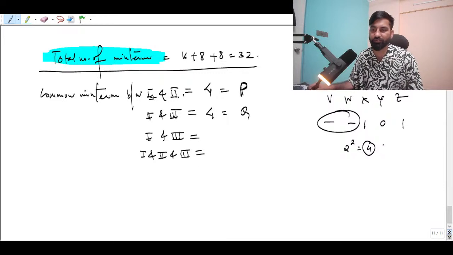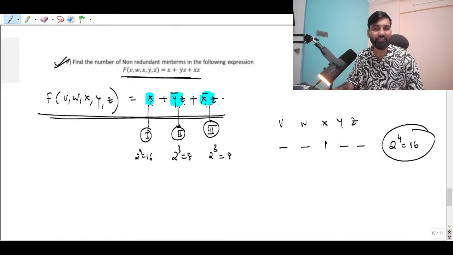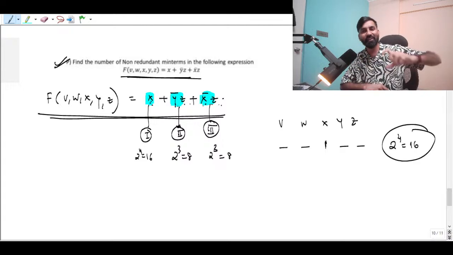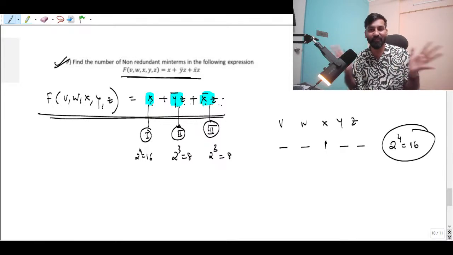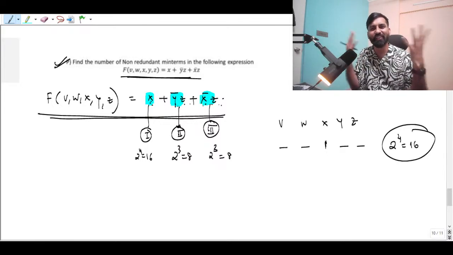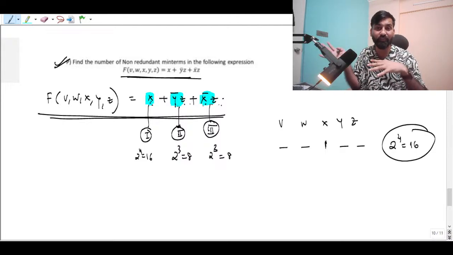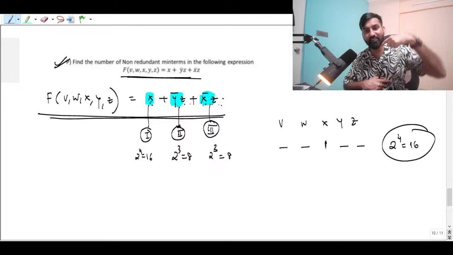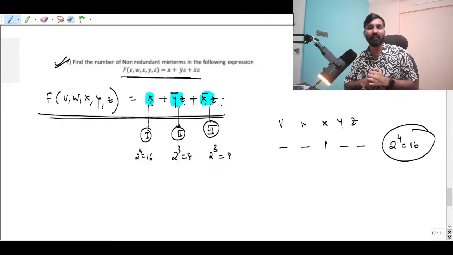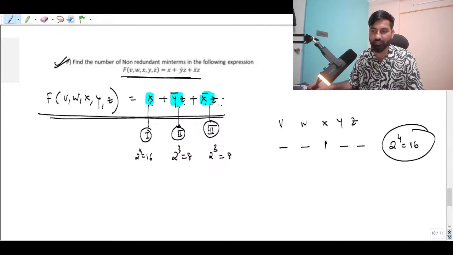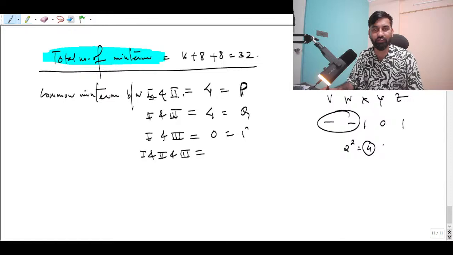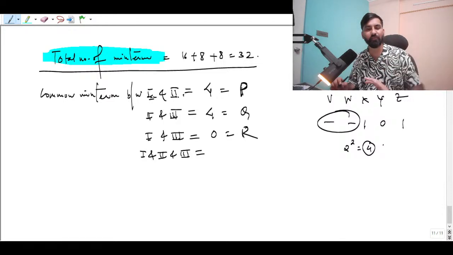Now first and third: here x is there, here x bar g is there. x is there, x bar g is there, means nothing is common, because there is an x and there is an x bar. So they are disjoint, or mutually exclusive. Whenever a literal is there, its complement is present in the other term. So there is nothing common, it will be 0. You can say this is r. P, Q, R is the number you take.